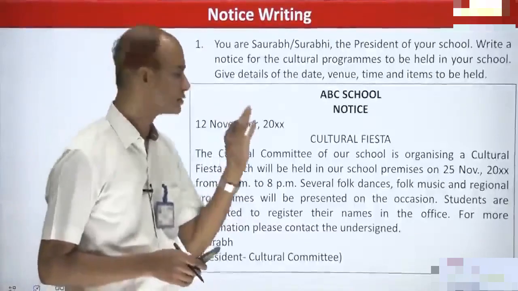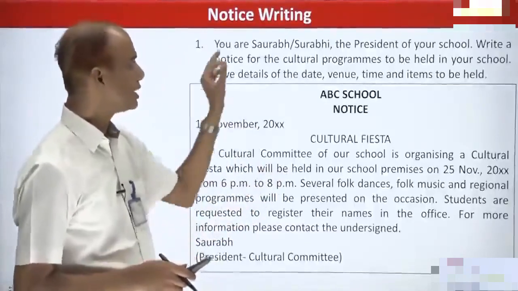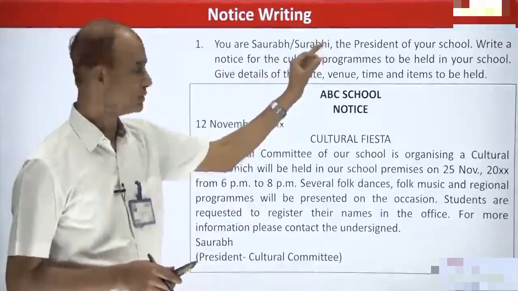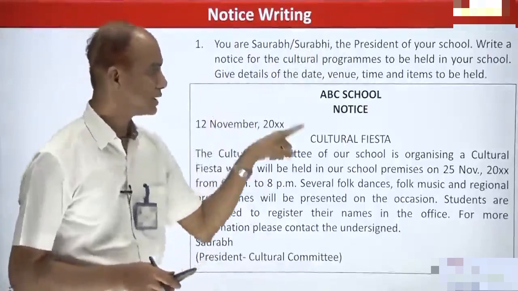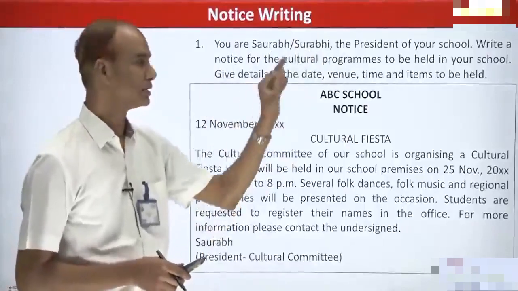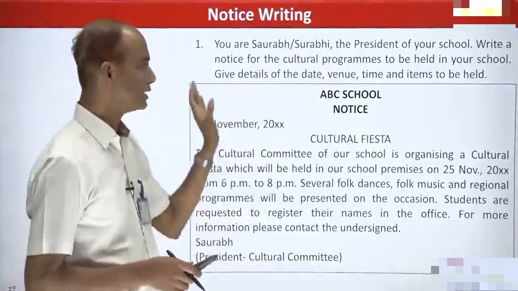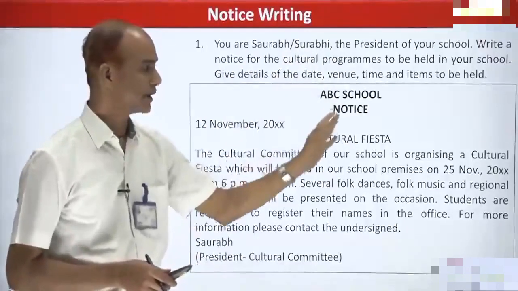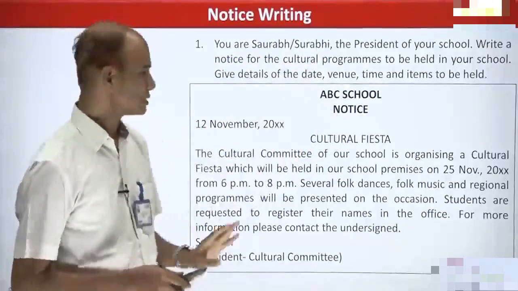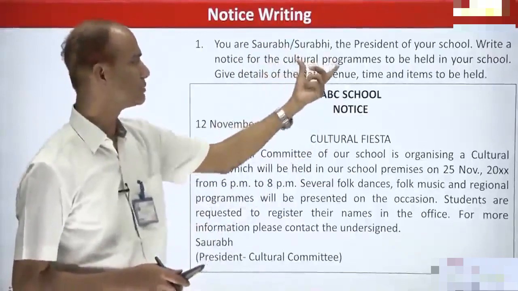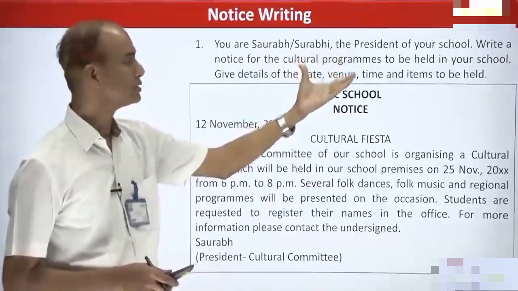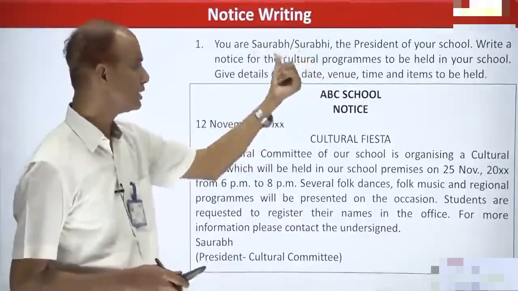This is a solved one for you. You are Saurabh or Surabhi, the president of your school. Write a notice for the cultural programs to be held in your school. Give details of the date, venue, time and items to be held. I think it's quite clear. The question is very simple. Cultural programs are to be held in your school, and you are Saurabh or Surabhi.